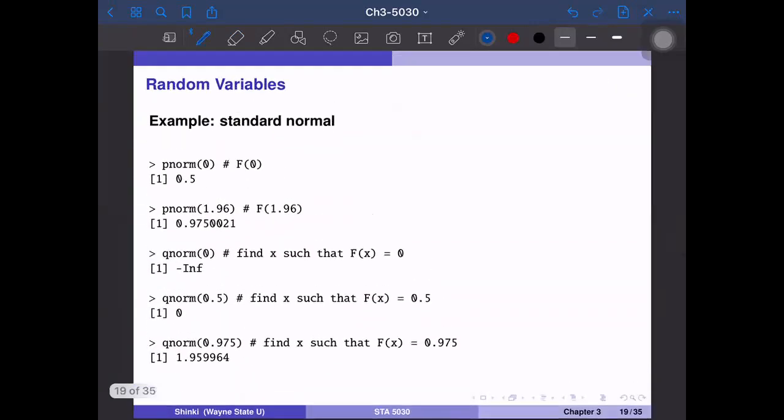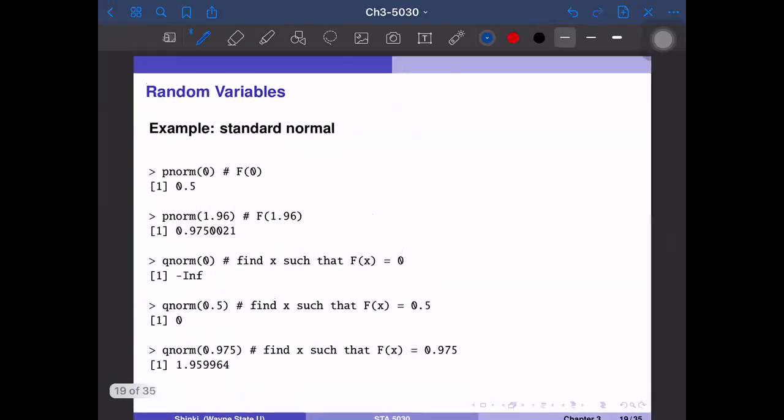And some other examples, the p-norm function. The p-norm function gives probability. P stands for probability. So that means given x, the p-norm is this area. And again, the mean and the standard deviations are 0 and 1. So if 0, it's the center. So area should be 0.5. So we get p-norm of 0 is equal to 0.5.